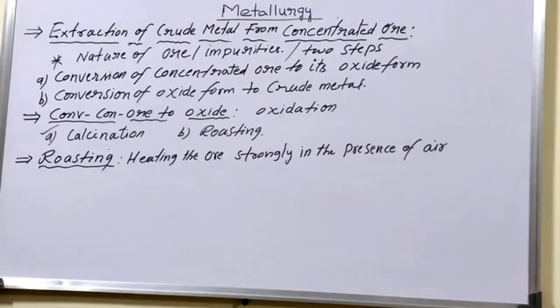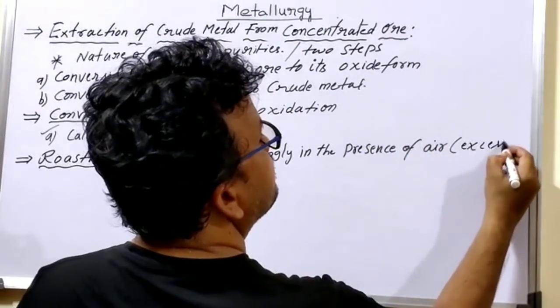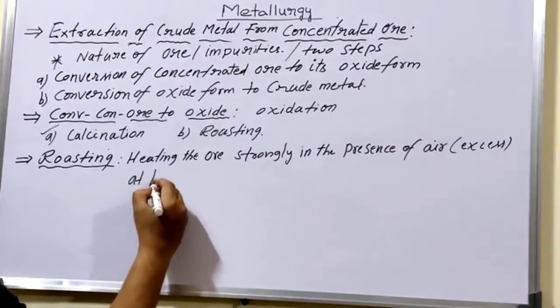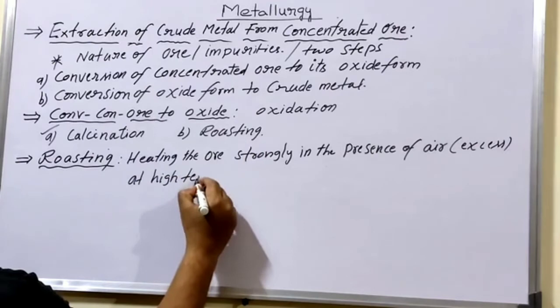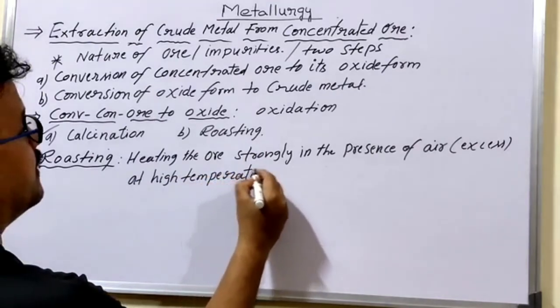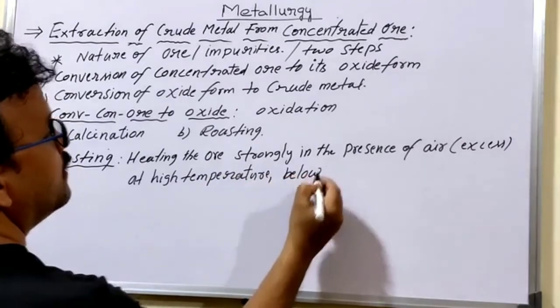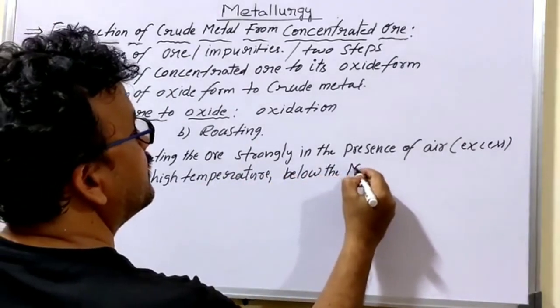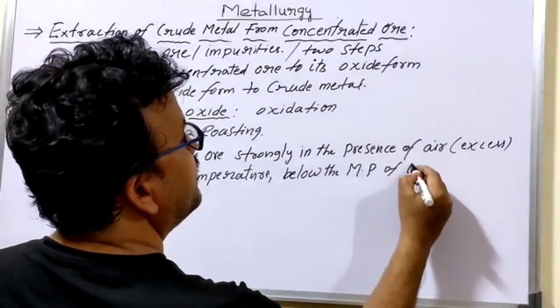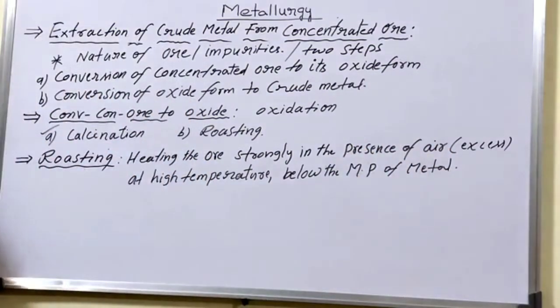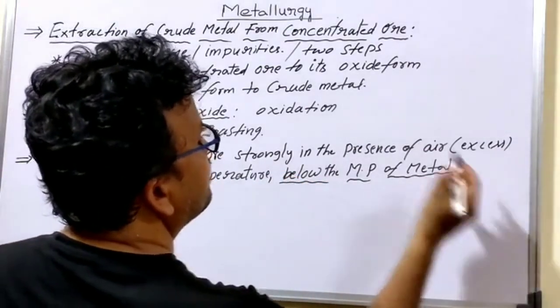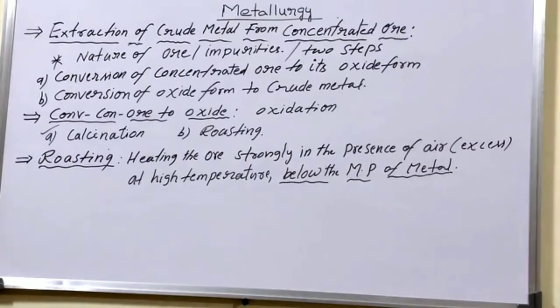Calcination is in the absence of air. Roasting is in the presence of air, that is, air should be in excess. At high temperature. So we have to heat strongly at high temperature, but it should be below the melting point of the metal. If we heat more and more above its melting point, the metal will melt. That's the problem.